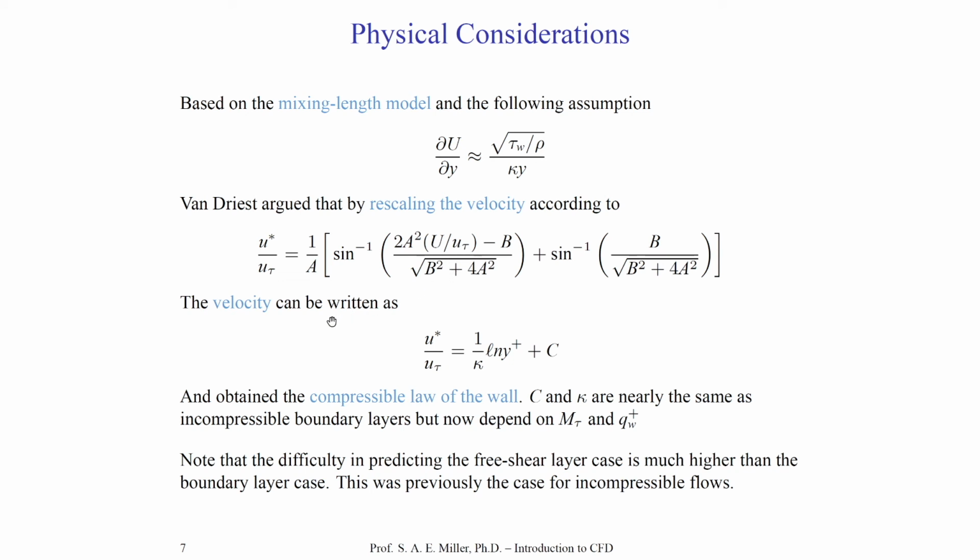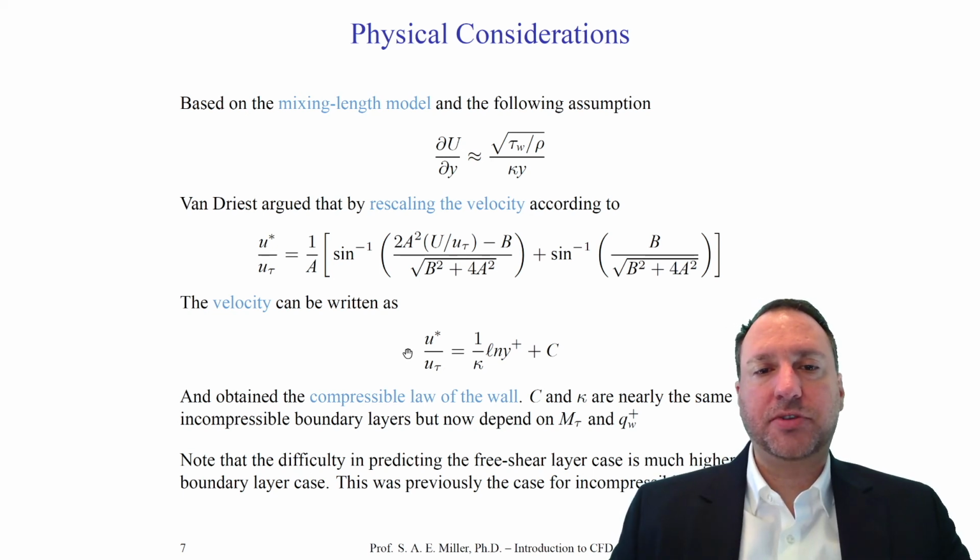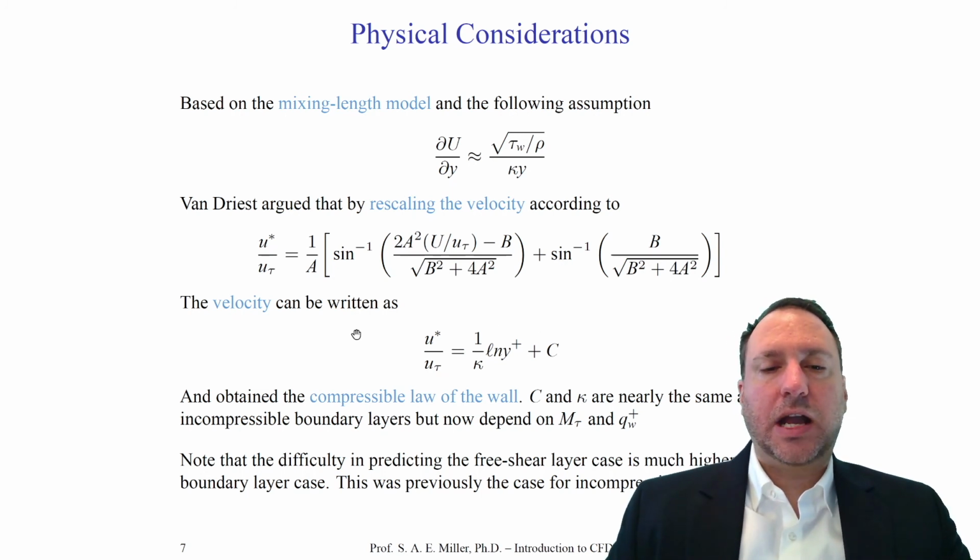Now, you'll see in this particular equation, if we make this sort of form through a velocity rescale, where we're plotting u star instead of u. U plus would be u over u tau. Instead, now we have u star over u tau. So u star is like this compressible velocity, if you will. We can now rewrite our law of the wall as u star over u tau goes as 1 over 0.41 times the natural log of y plus, plus, of course, c.